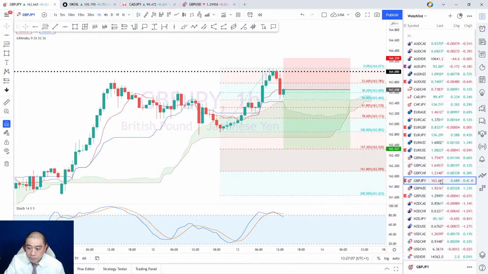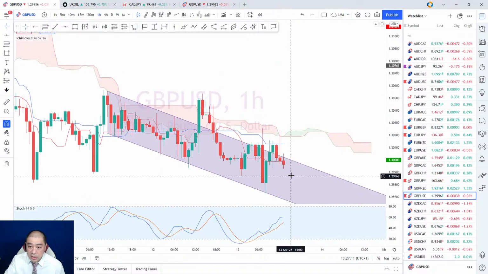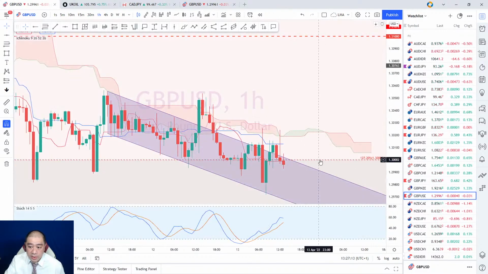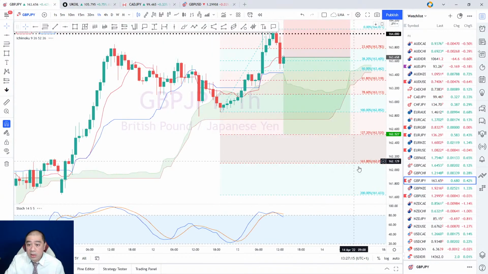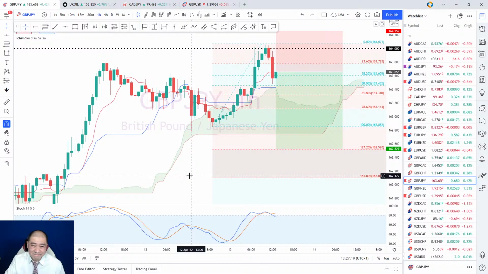Okay, I don't have that much confidence on the pound USD. It's just a completely different scenario, right? One is actually at the top, one is actually moving around support. So I much prefer to go short sterling yen than cable.